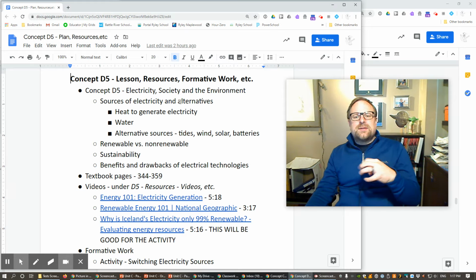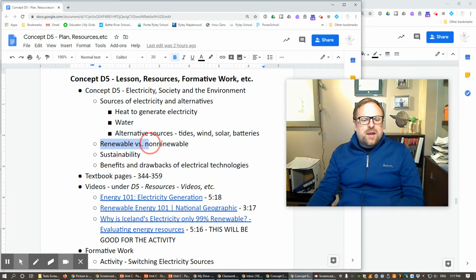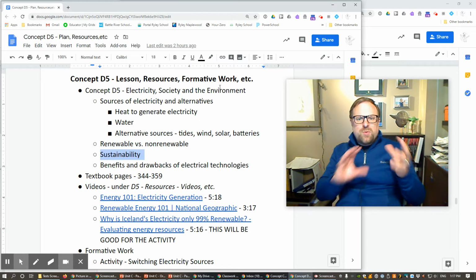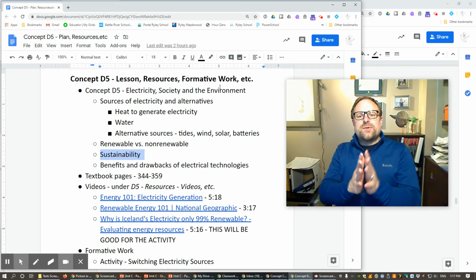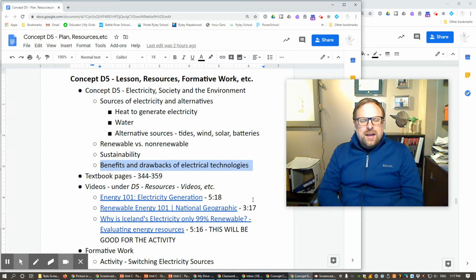That's going to then lead us into talking about renewable versus non-renewable resources and what we would classify as renewable and non-renewable. Then we're going to talk about the idea of sustainability, because we have to bring the environment into the picture here. How does what we do with energy right now as far as electricity goes relate to the environment? And then we'll talk very briefly about some benefits and drawbacks of electrical technologies and how those technologies may have changed over time and what considerations we have to make with respect to that.